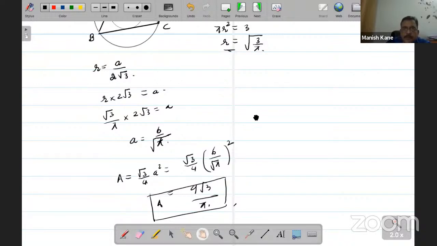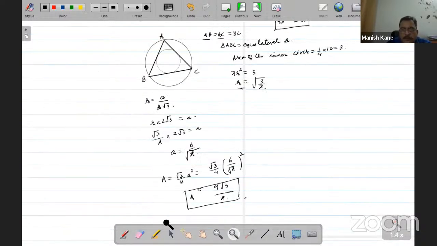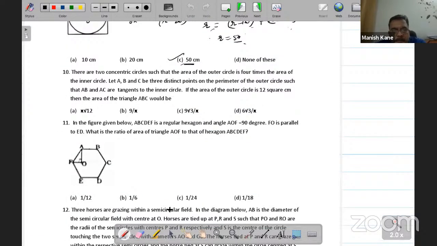Have you understood this solution? Have you understood the solution, all of you? Is the solution clear to everyone? Okay. Try solving question number 11.